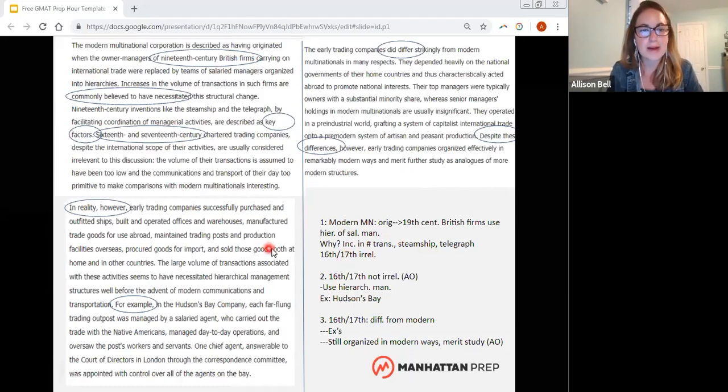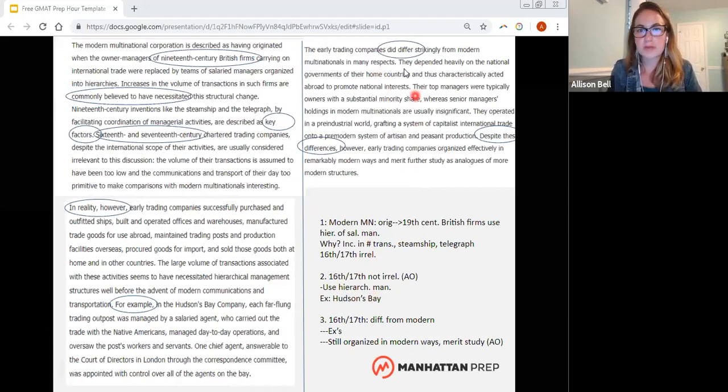My second paragraph maps onto what I chatted with you all about already. I marked what I see, I put AO. To me, that means author's opinion. So I noted this: in reality, however, basically the author saying the 16th and 17th century are not irrelevant. Notice it doesn't actually say that. That's me thinking about the passage and putting it down in language that helps me connect the first to the second paragraph. And then I do a quick jot down based on this middle sentence about how they used hierarchical management structures, and I note the example, and that's it.